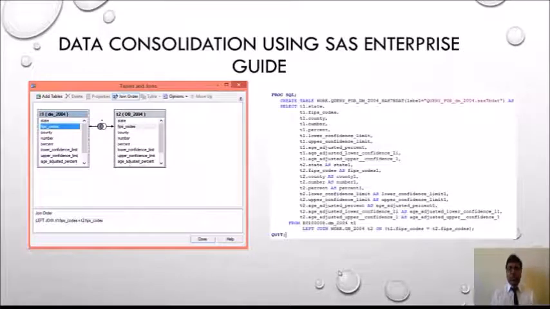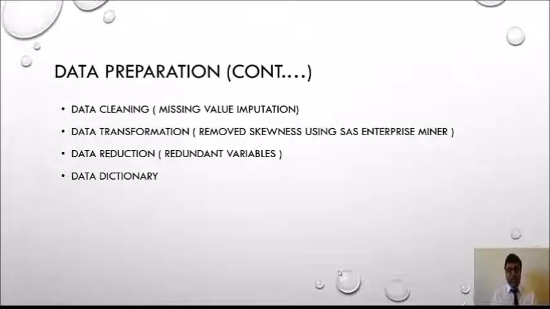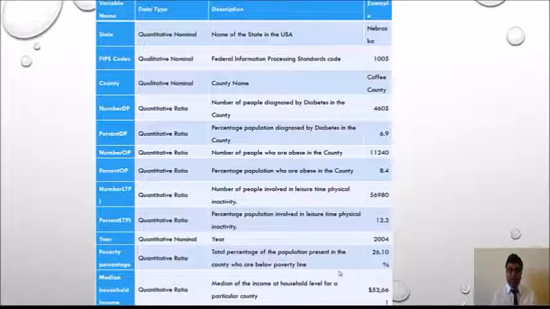We also consolidated this data using SAS Enterprise Guide. We used a lot of SQL queries as well as the SQL Query Builder in SAS. We also did some data cleansing, where we had to do a lot of missing value imputation for various variables. We had to do data transformation for the skewed variables. We had to do data reduction, reducing the number of variables present in the census data as well as in the main master data set. We also ended up with this final data dictionary, where we can see the variables used to make this analysis.